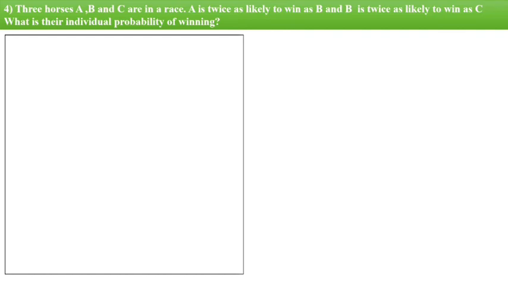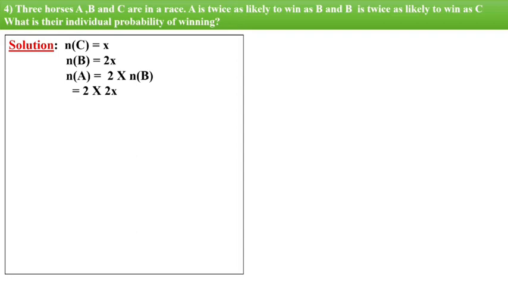The fourth one is given, student. 3 horses A, B and C are in a race. A is twice as likely to win as B. B is twice as likely to win as C. What is the individual probability of winning? So what will we assume? X. Number of B is what? 2 times C, and C is our X. Number of A is 2 times B. So 2 multiplied by B is how much? 2x, which means the number of A will become 4x.